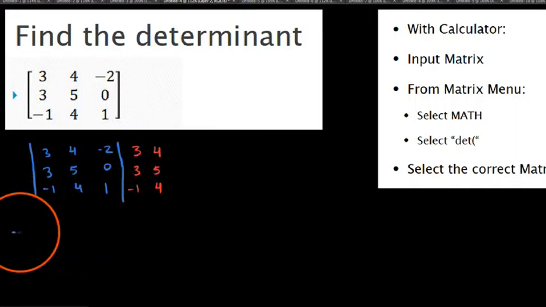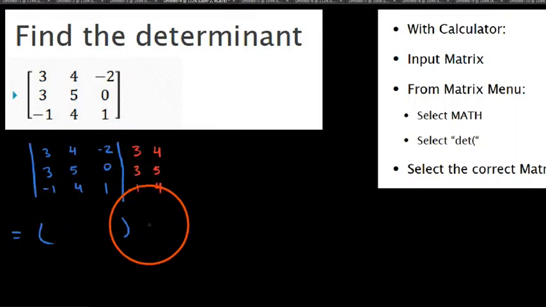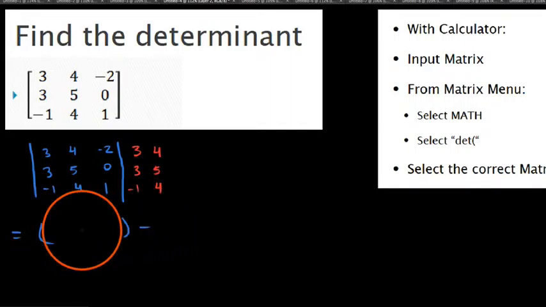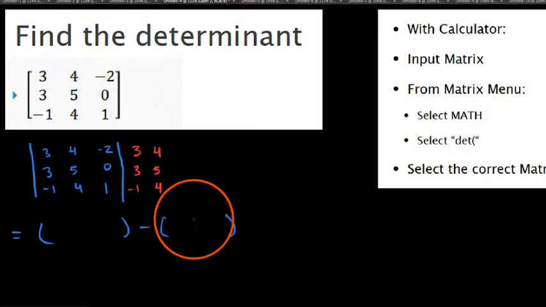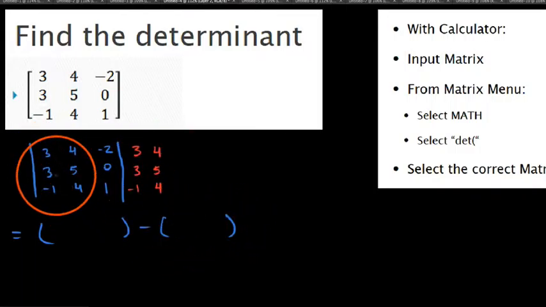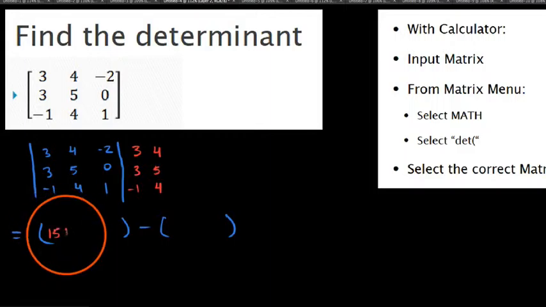And so we say this determinant here equals, and again I'm going to write this whole sum of products minus the sum of the other products. So let's go ahead and rock this out here. Starting at the top left, our down diagonals, we say 3 times 5 times 1, that would be 15, so we get 15 plus.